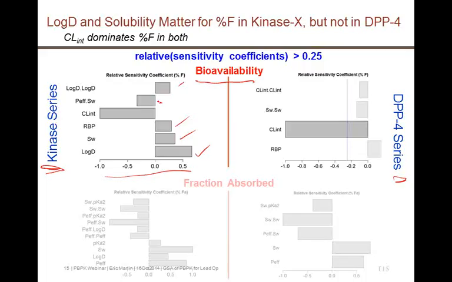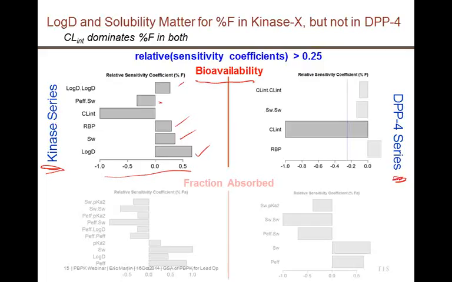So if you were talking to the medicinal chemist, that's what you would tell them to focus on: you have to make sure that the intrinsic clearance is not so fast that you lose the compounds in first pass extraction, but also that the lipophilicity is high enough that they can permeate, and that the solubility is high enough that the compounds are available to be absorbed.